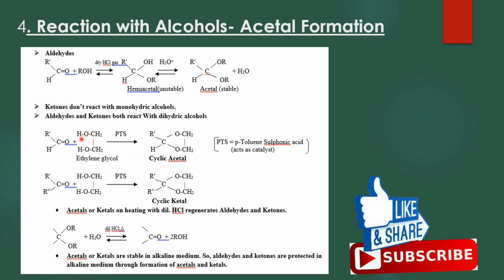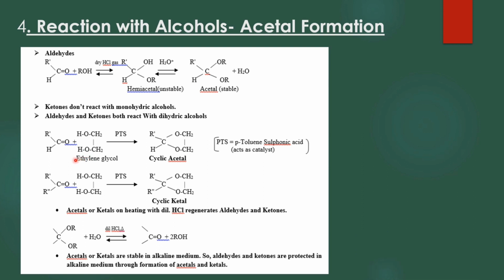Ethylene glycol is a dihydric alcohol. When aldehydes and ketones react with this alcohol in presence of a catalyst PTS, that is para-toluene sulfonic acid, a cyclic acetal is obtained. And in case of ketones, it is called cyclic ketal. Both acetal and ketal, on heating with dilute acid, regenerate aldehydes and ketones.